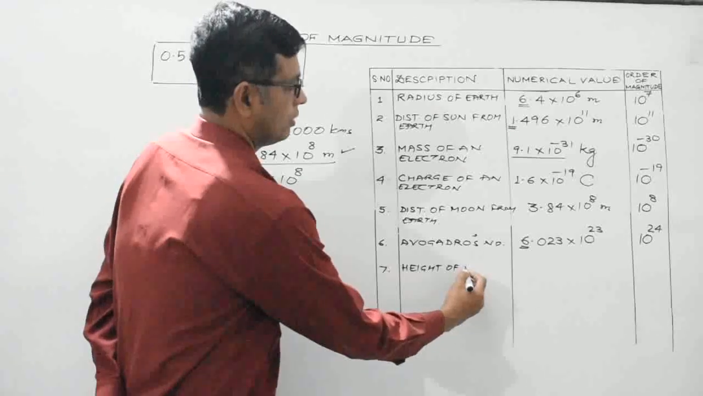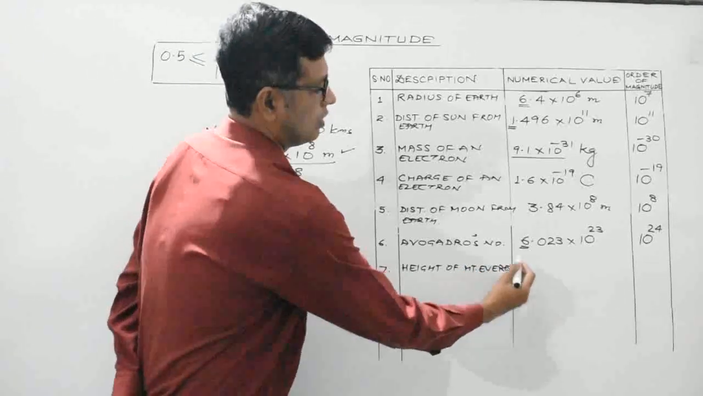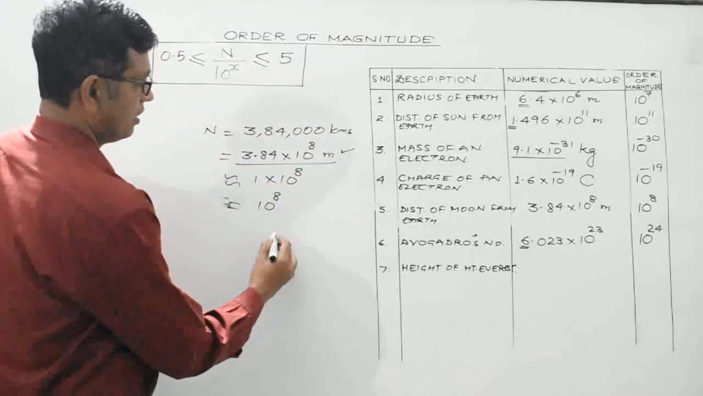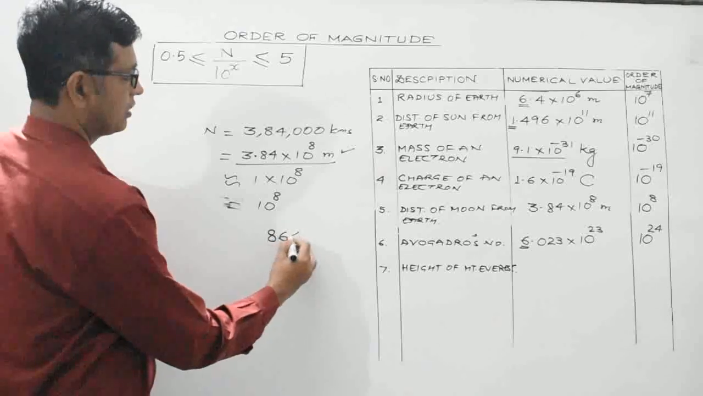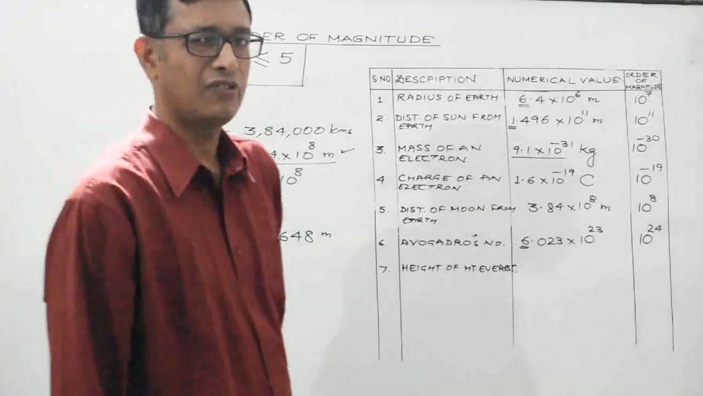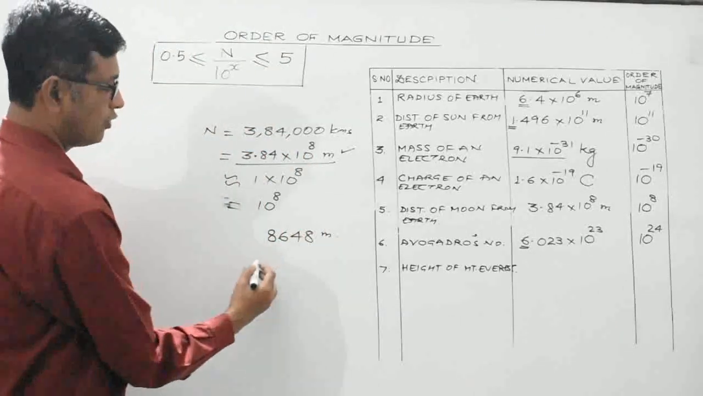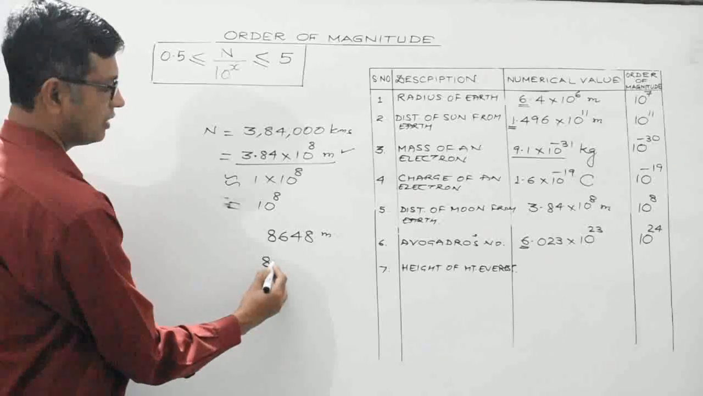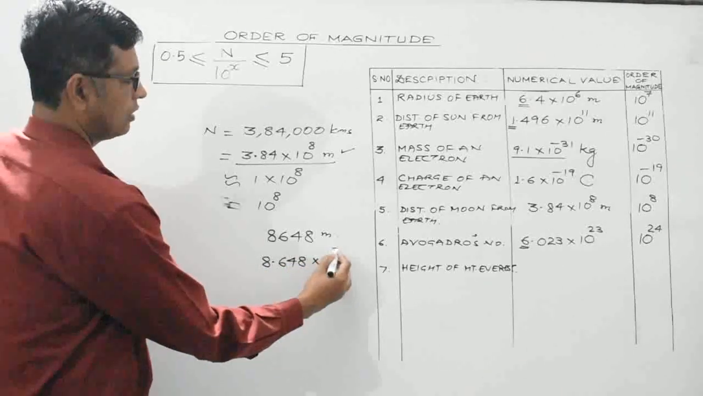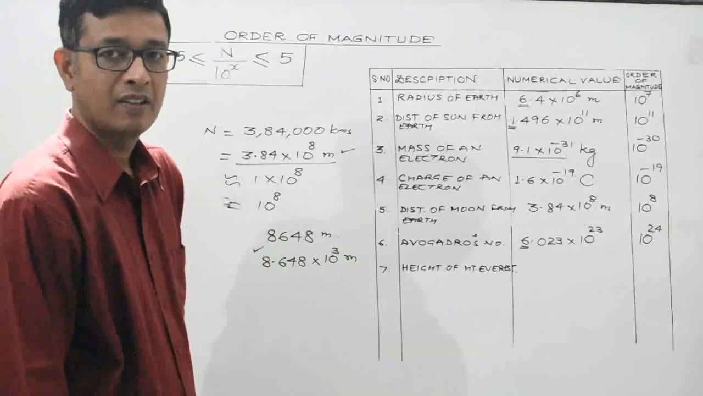of Mount Everest. I think we all should know it. It is 8648 meters, approximately. 8648 meters, right? So first we can write this in the standard form. So what to do is, we can write it as 8.648 into 10 raised to power 3 meters. This is the first step, to write it in the standard form.